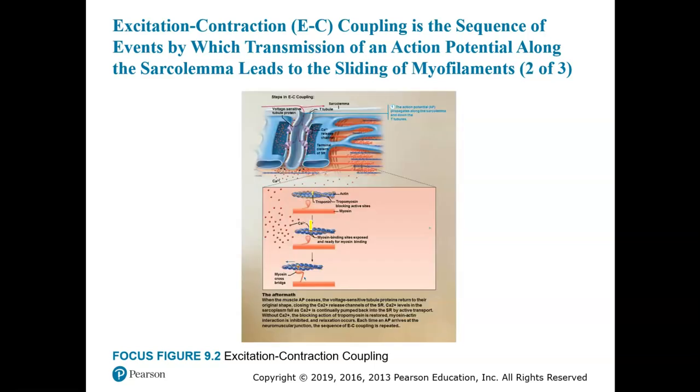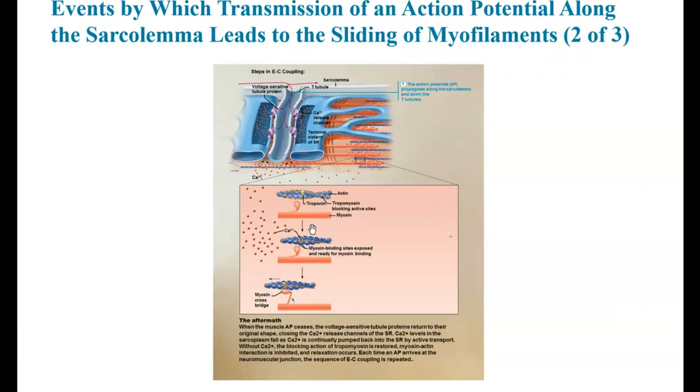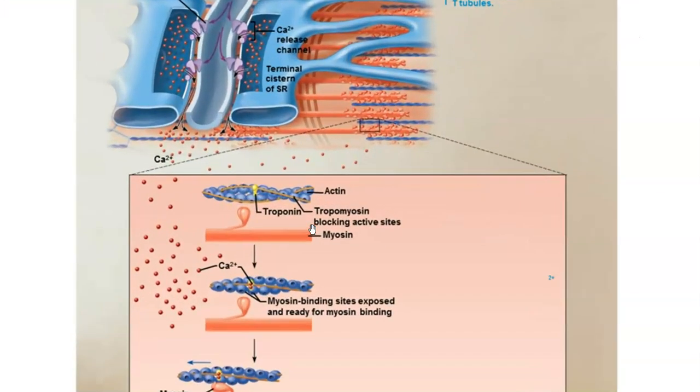Okay, so this picture shows you the very last part of excitation-contraction coupling. You can see an actin filament and a myosin filament, and you can see the myosin filament has these two heads on it, and the actin filaments have these little dark spots that are covered by tropomyosin. This strand is called tropomyosin. They are the binding sites.